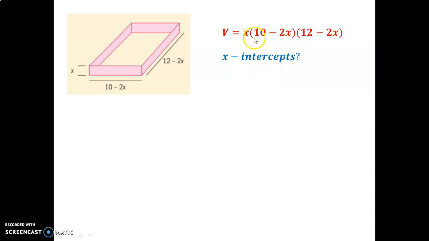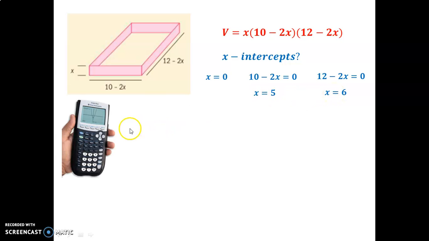Next question, what are the x-intercepts? For this equation here, what are the x-intercepts? Well, you may remember when we have an equation that's factored like this, we can set each of the factors equal to 0 to find the x-intercepts. So this set equal to 0 is 0. Next one, 10 minus 2x, set it equal to 0, solve for x, and you get 5. Last one, set that equal to 0, solve for x, 6. So now we know our three x-intercepts are these numbers.